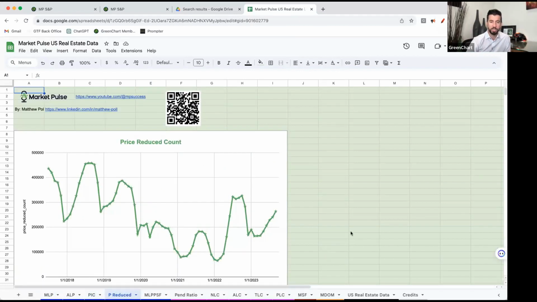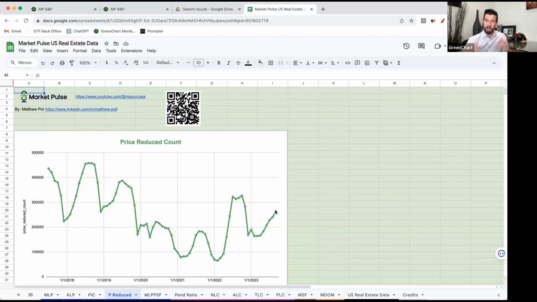Let's go into price reduction. How many homes have reduced their price? Well, for six consecutive months, we have been increasing how many homes are decreasing their house value. And it's because, frankly, they're just sitting on the market.